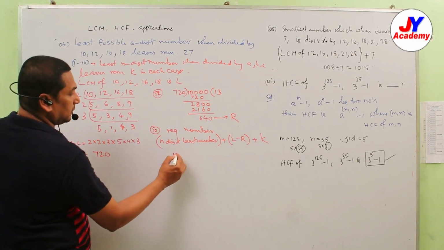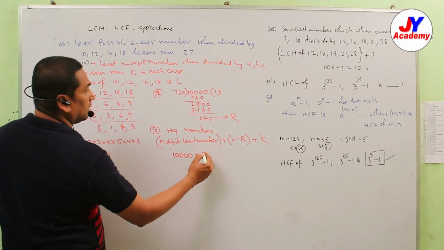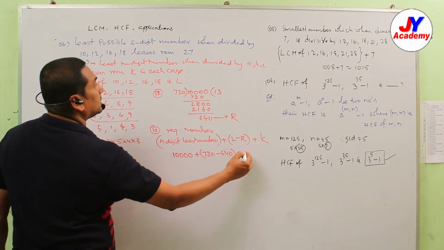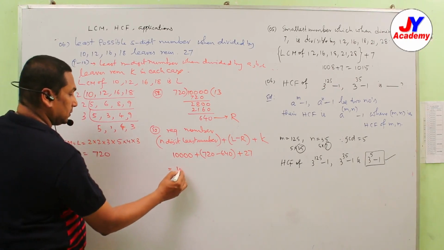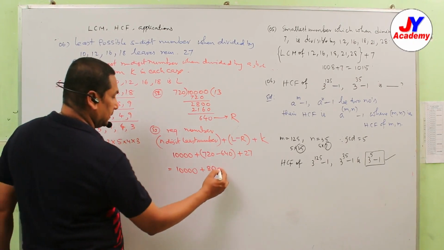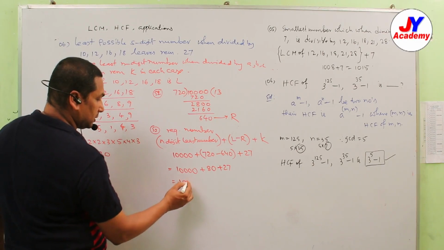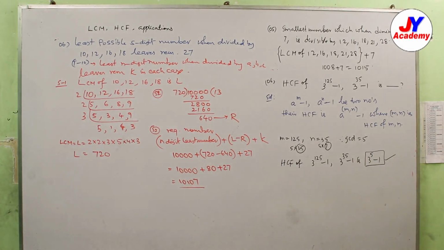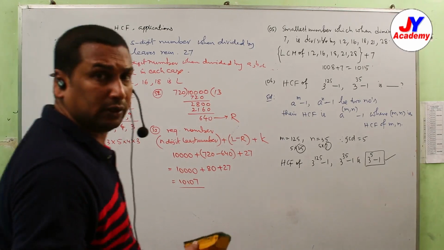So now what is the n-digit number? 10,000 plus 720 minus 640 plus 27. So 10,000 plus, what is the difference? 80 plus 27 is 107. So 10107. That's the required number. See, these are very beautiful applications of LCM and HCF. And we'll see one more application.